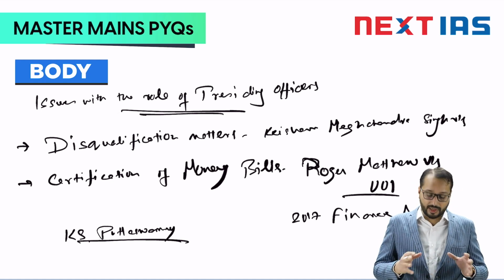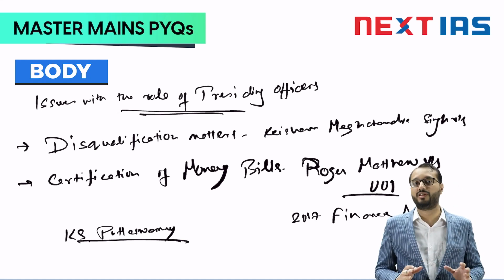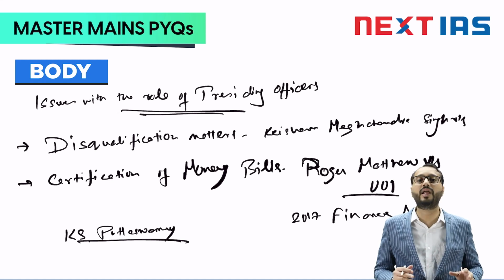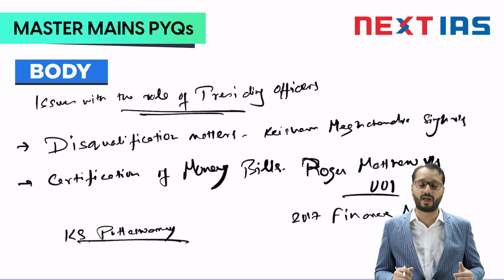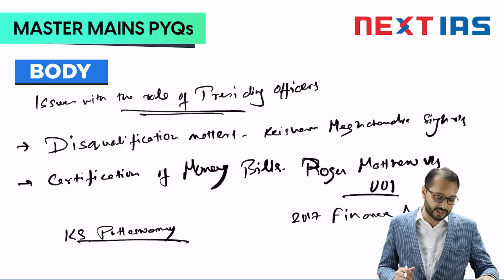So this clearly highlights that certification of money bills, particularly in ambiguous matters, is done to favor the interest of the party and to bypass the upper house, which is a very serious concern, right?